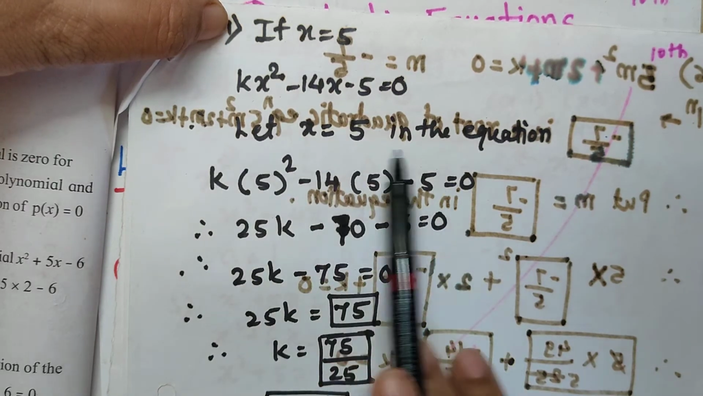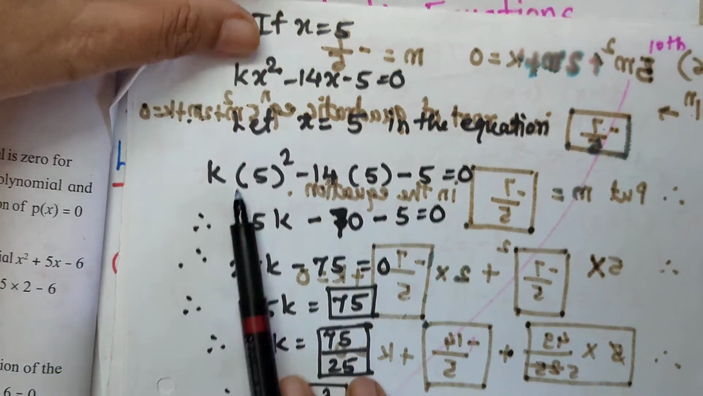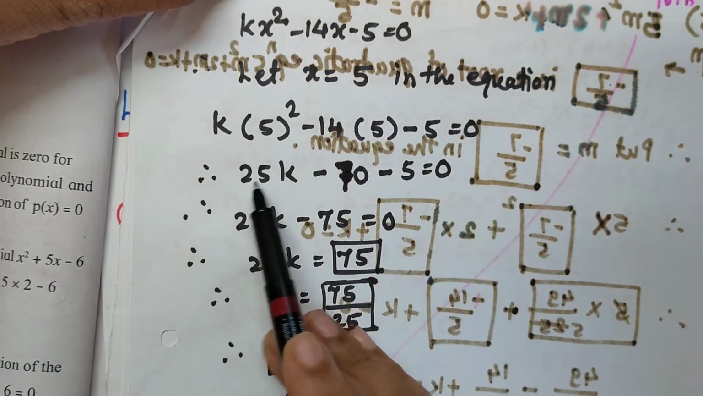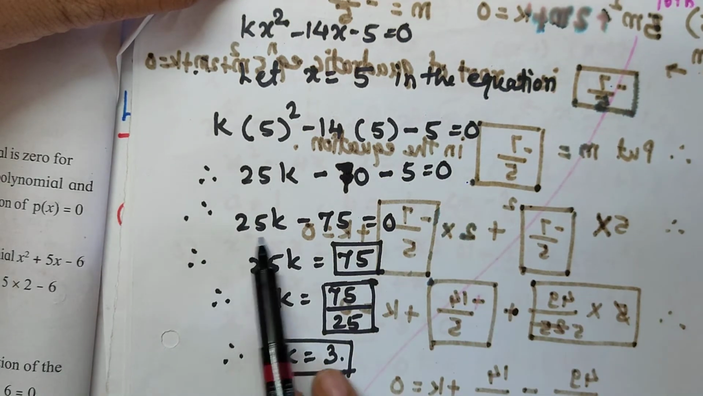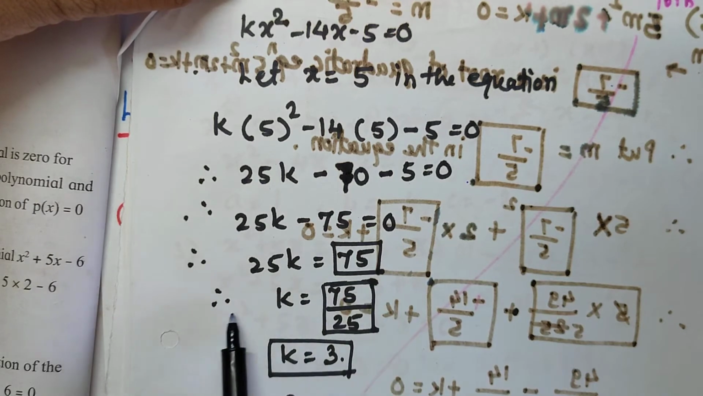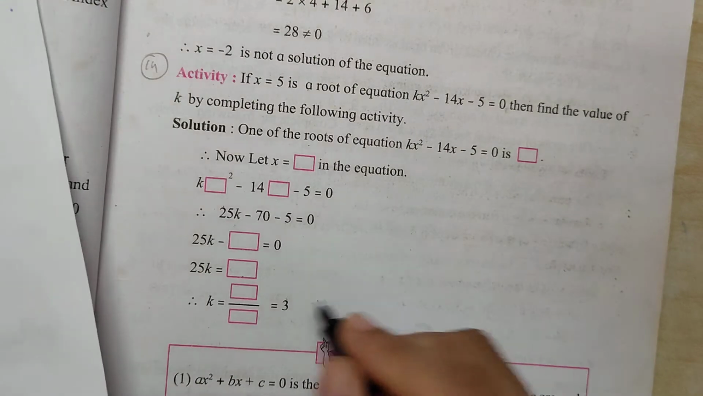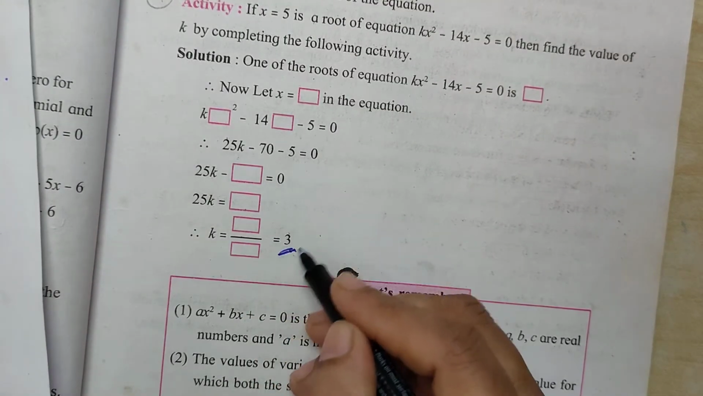Let x = 5 in the equation. Putting x = 5 in the equation: k × 5² - 14 × 5 - 5 = 0. Therefore 25k - 70 - 5 = 0. Therefore 25k - 75 = 0. Therefore 25k = 75. Negative 75 becomes positive 75. Therefore k = 75/25. Therefore k = 3. The value of k is 3. Solve in exam, write in book.